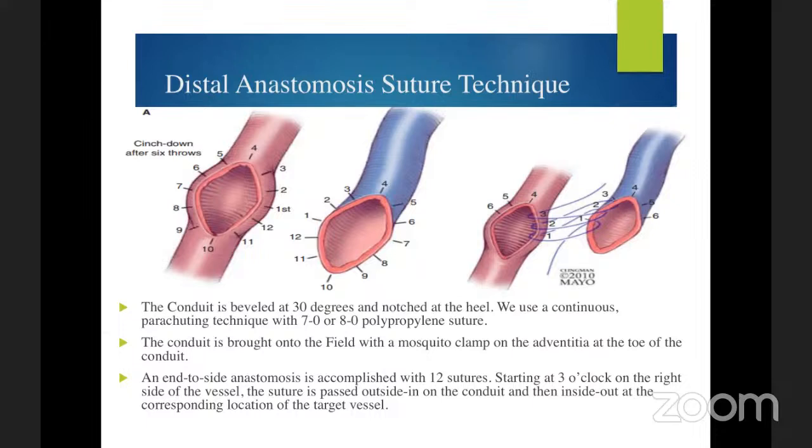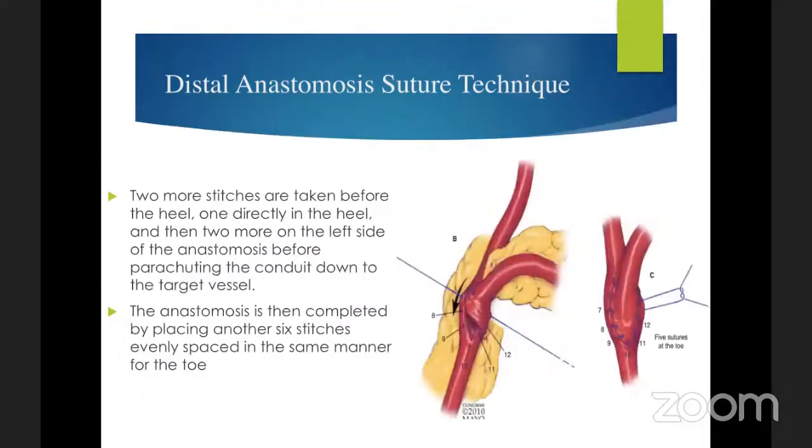The suture is passed outside in on the conduit and then inside out at the corresponding location of the target vessel. 2 more stitches are taken before the heel, 1 directly in the heel, and then 2 more on the left side of the anastomosis before parachuting the conduit down to the target vessel. The anastomosis is then completed by placing another 6 stitches evenly spaced in the same manner for the toe.